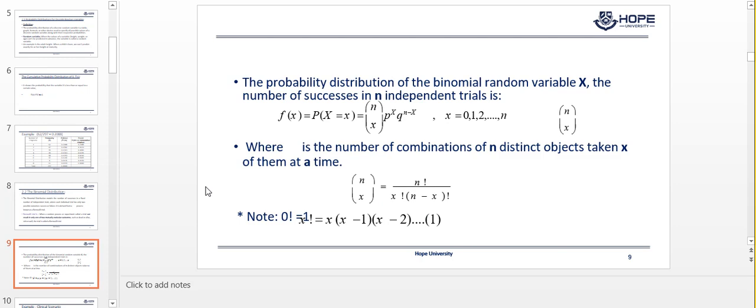The probability distribution of a binomial random variable X, the number of successes in n independent trials, is given by this formula: P(X = x) = n choose x times p to the power x times q to the power n minus x. Here p stands for probability of success, q stands for probability of failure, n stands for total number, and x stands for frequency or sample number.